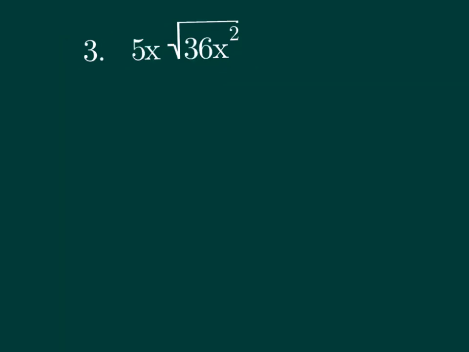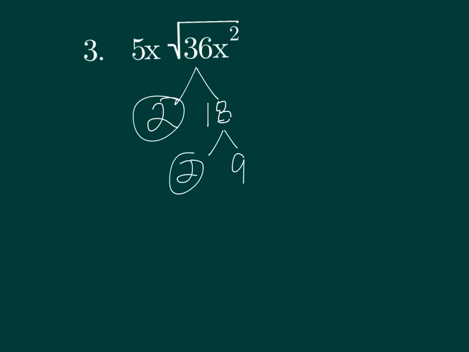All right, let's look at the next one. 18 is 2 times 9. 2's prime, so I circle it. Break the 9 down into 3 and 3. All right, so I'm going to bring what's already outside, so 5x.